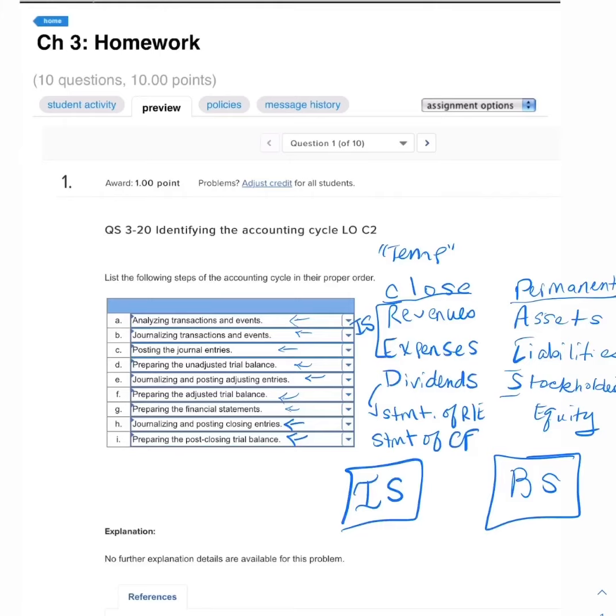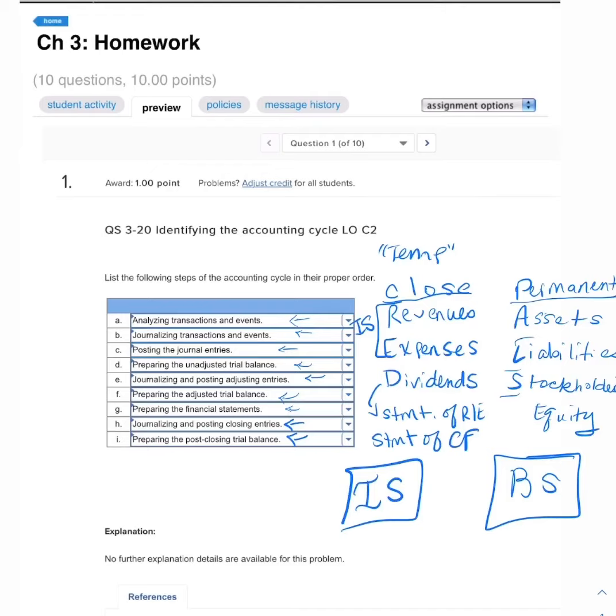And the way that's going to happen is we're going to move that temporary information that was held in these revenue and expense accounts and even in these dividend accounts. We're going to move all of that to the balance sheet through the closing process by using the account retained earnings. And we'll see that all flow through. And so that brings us to the end of question number 1. And hopefully it gives you a pretty good overview of exactly what's going to be happening here in chapter 3.